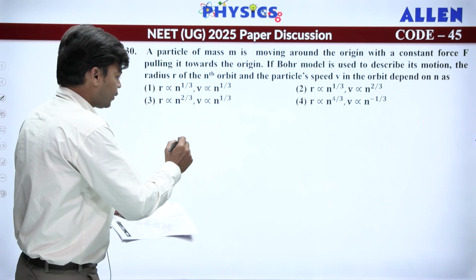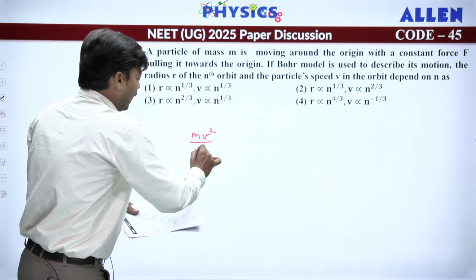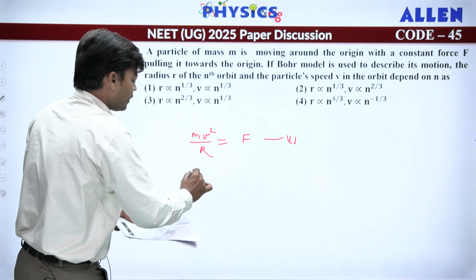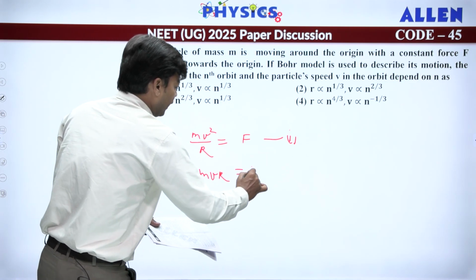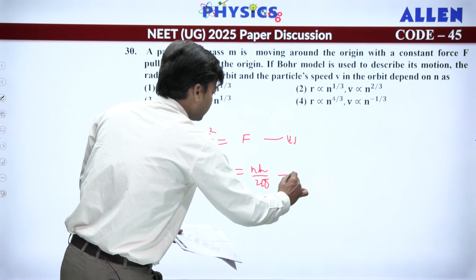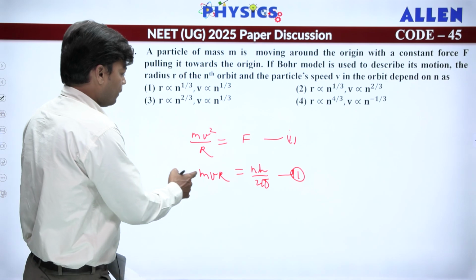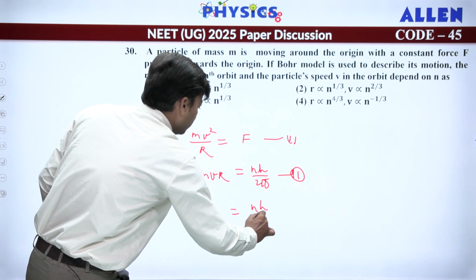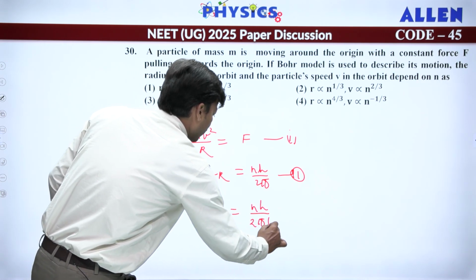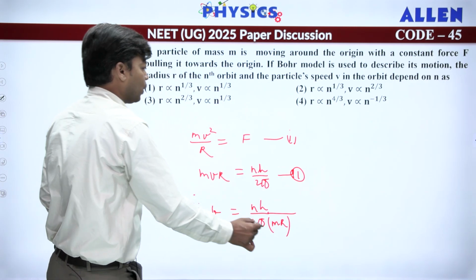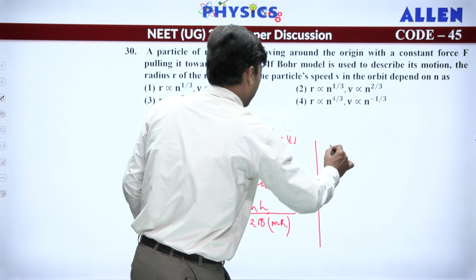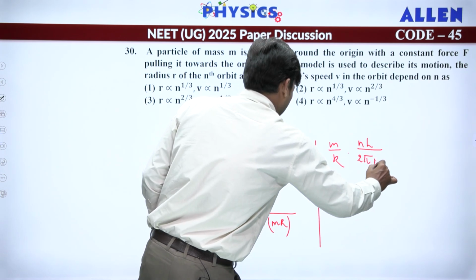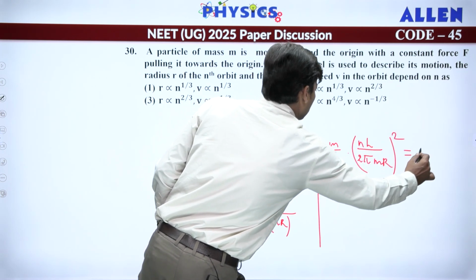First equation is the force equation. We will write mv square by r, the centripetal force, is equal to force, which is given as constant. Second equation is mvr is equal to nh by 2 pi, that is what the Bohr model says. If we solve this, we put the value of v from equation number 2, so v will come as nh divided by 2 pi, divided by m into r. We put this value in equation number 1, and we get m by r into nh divided by 2 pi mr, the whole square, is equal to some constant F.